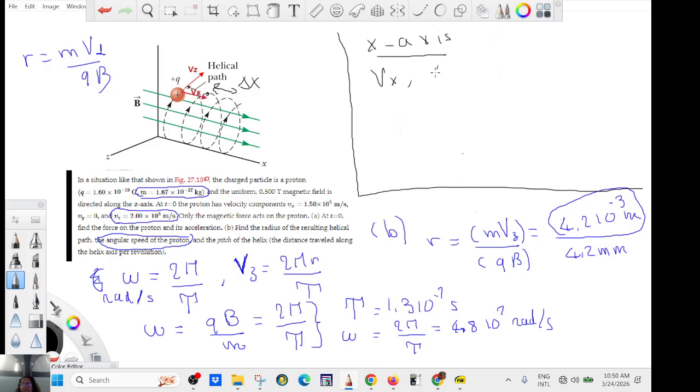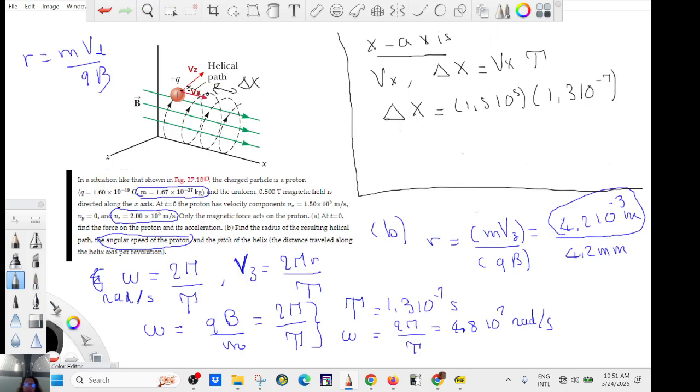So it's like physics 1. Delta x equals the velocity times the time, but the velocity here is only the x component. So the pitch will be the x component, which is 1.5 times 10 to the 5, times the period, which is 1.3 times 10 to the negative 7. Agree? So motions are happening independently from each other. They do their own thing.